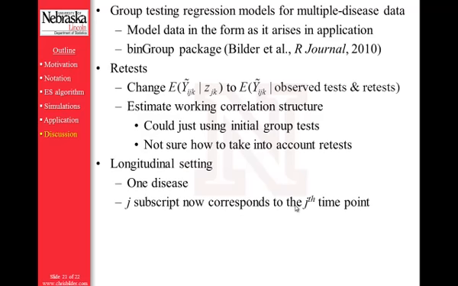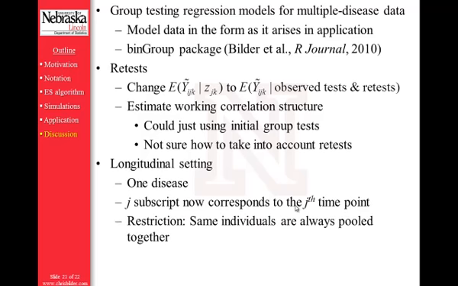Lastly then, you can also use these models in a longitudinal setting, where let's say that now we just have one disease and we do group testing over time. Now the j subscript in my notation before, which denoted disease, now corresponds to the jth time point. There is one little restriction, though, and that is that the same individuals, using our methodology, will always need to be pooled together. In the end, you have a lot more stuff that's correlated if you allow individuals to be in different pools, and so it becomes a lot messier, and that's something to consider for future research as well.